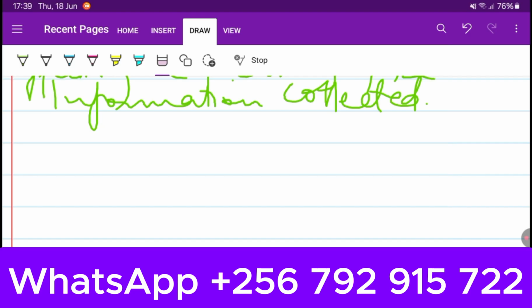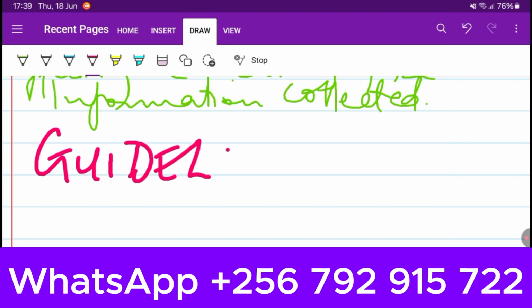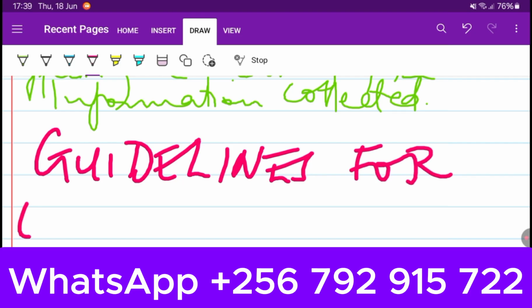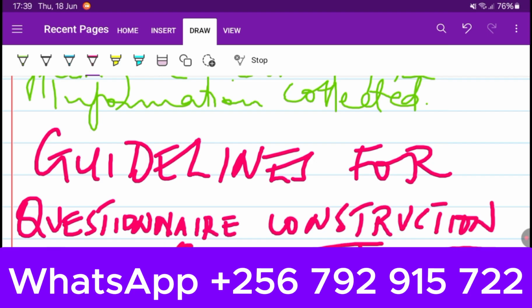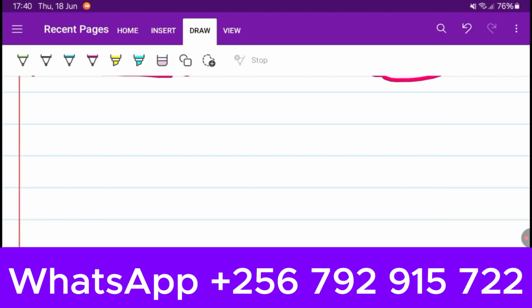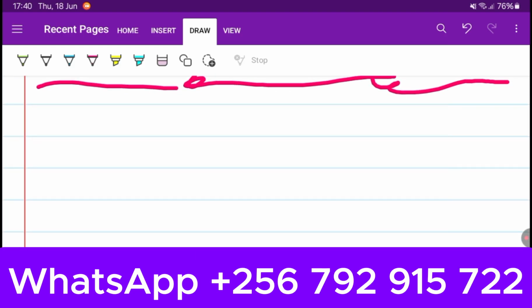The limitations of questionnaires. So now let's look at the guidelines. I think this is where I want you to be very careful. The general guidelines for questionnaire construction. So what do you need to know before you draft a questionnaire? Those are the guidelines that we are talking about.